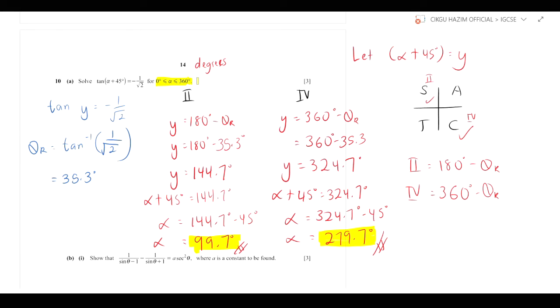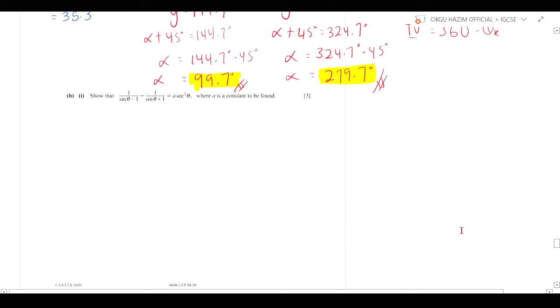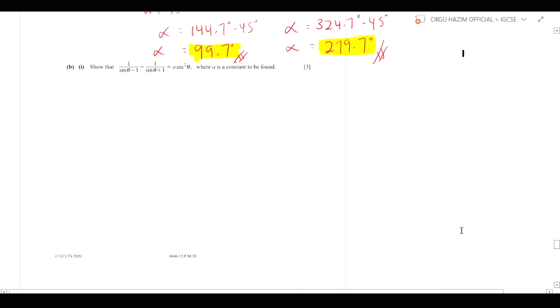If you get it, that means that's how it is. Okay. Now let's continue to the next question. For the next question here, it may look very confusing in what to do.